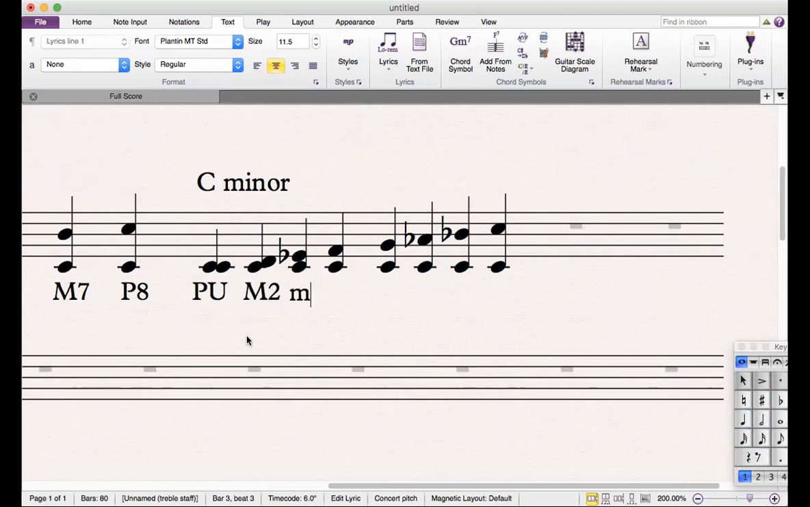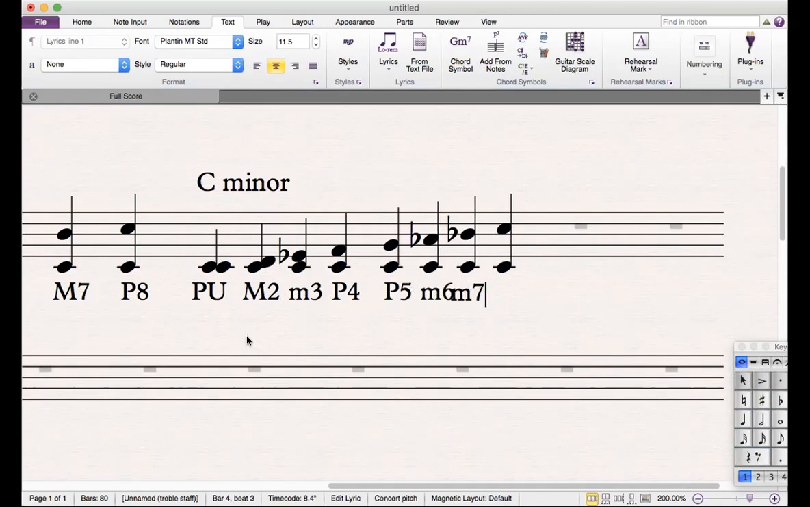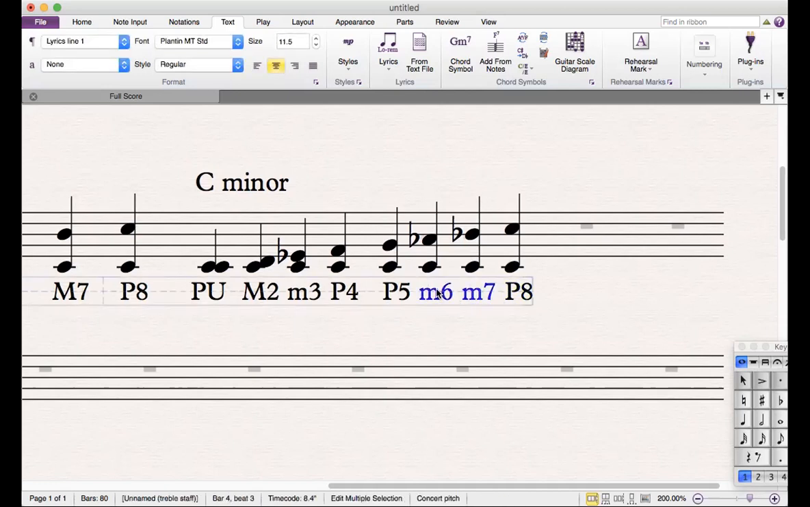This would be a minor third, perfect fourth, perfect fifth, minor sixth, minor seventh, perfect octave. So almost all of the imperfect intervals, seconds, thirds, sixths, and sevenths, almost all of those are minor except for that second. So that might not help you so much.